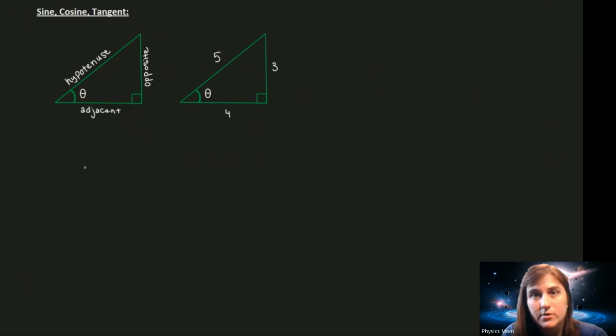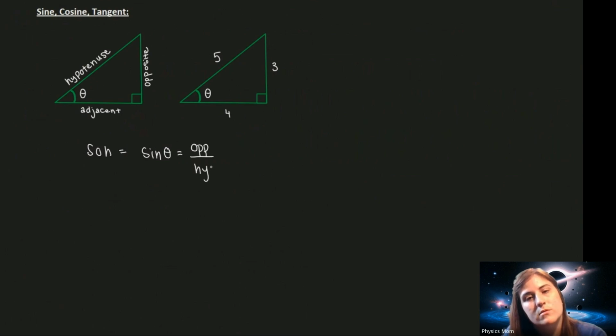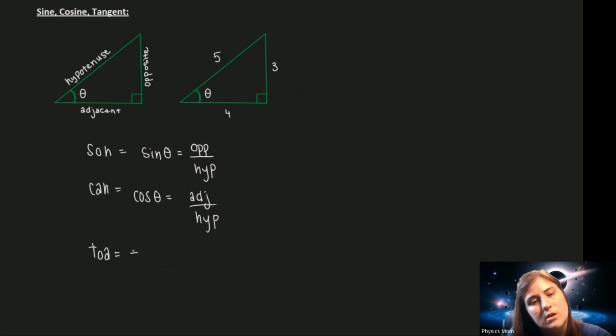So I like the acronym SOHCAHTOA to remember it best. SO stands for sine of the angle that I'm looking at is equal to opposite over the hypotenuse. Then CA is the other part of the acronym that stands for cosine of the angle is equal to the adjacent over the hypotenuse. And then TOA stands for the tangent of the angle is equal to the opposite over the adjacent.